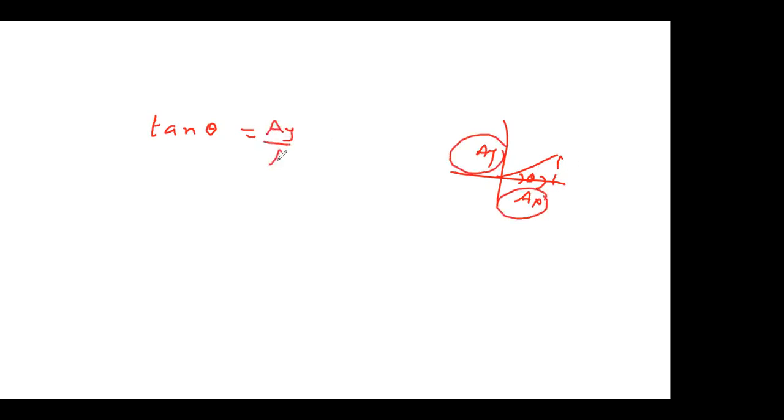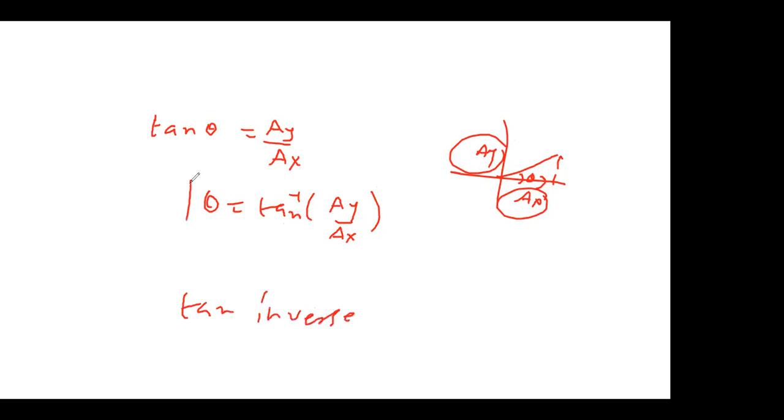Now also sometimes we need direction. So from that original figure, can you tell me what is tan theta? QP upon OP. That means in terms of ax, I can write ay upon ax. So theta will become tan inverse of ay by ax. This is how we read tan inverse.